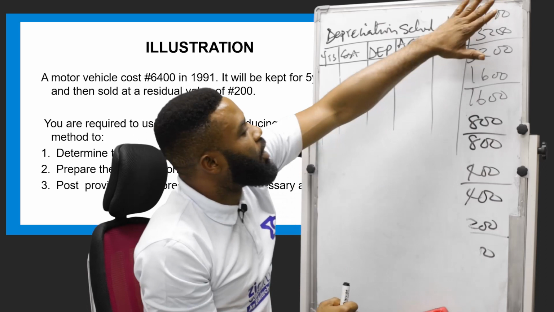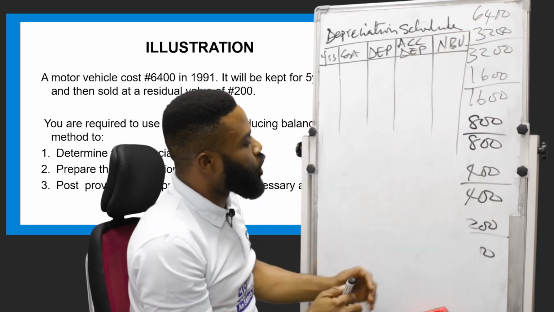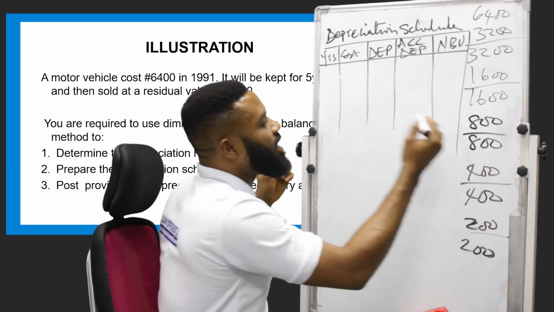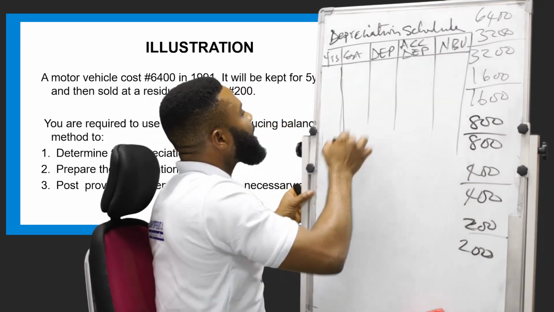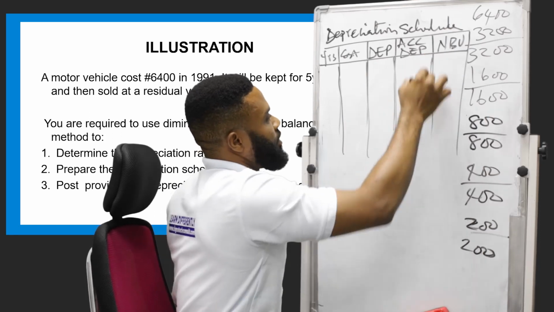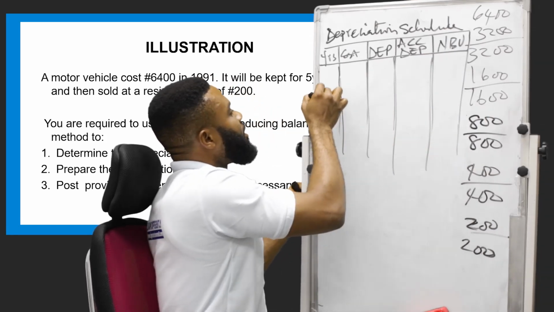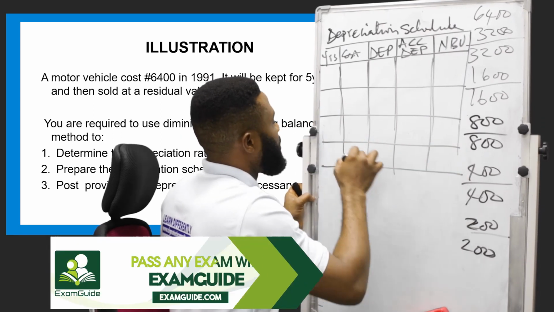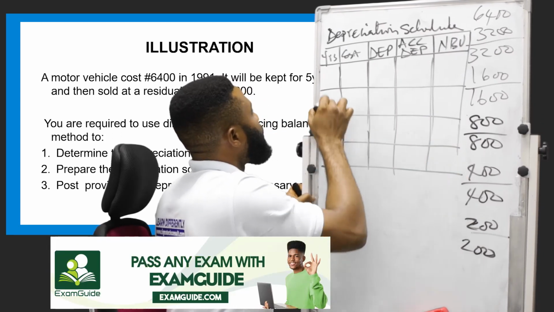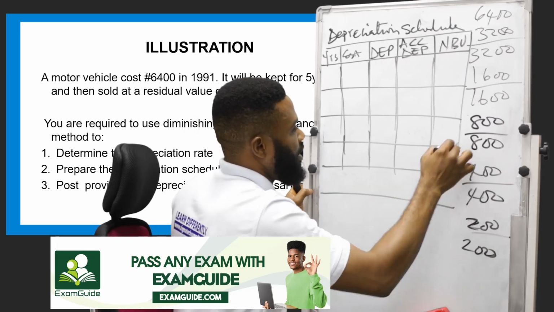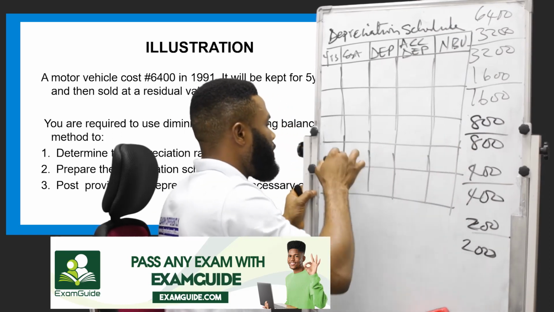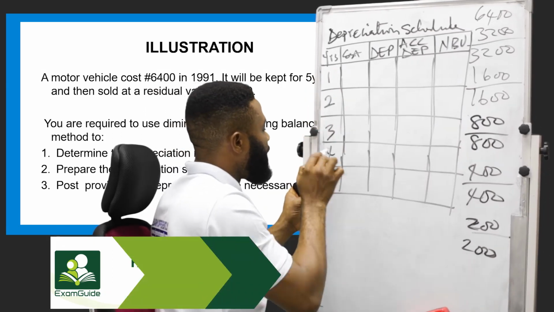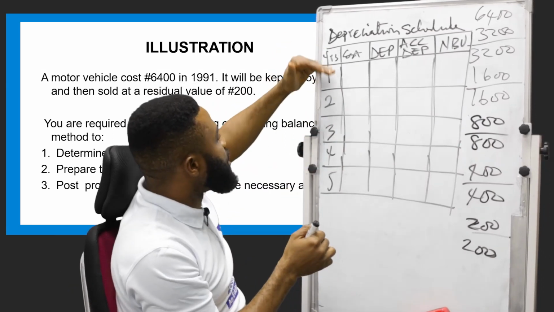Now, why I don't want to remove this is just for you to know what we are doing, to know where we are getting the figures from. So now, the asset will last for 5 years. So since it's going to last for 5 years, you're going to have 5 different rows. So you have year 1, year 2, year 3, year 4, and then year 5. These are the years of the asset.